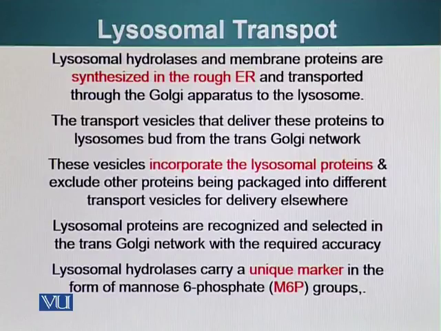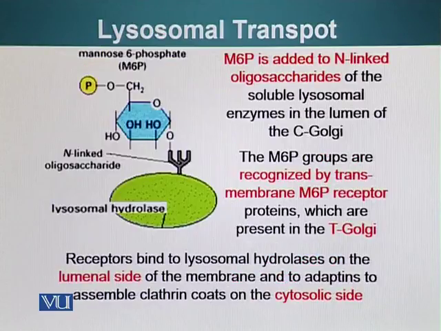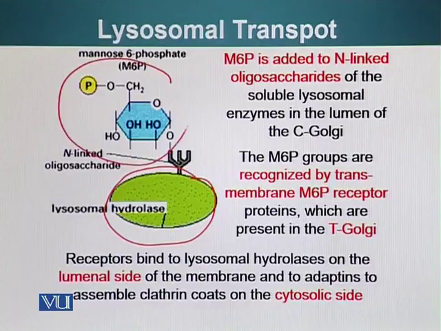Very accurate system. Lysosomal hydrolases carry a unique marker in the sequence of a specific sugar called mannose 6-phosphate or M6P groups. Here, for example, you can see a lysosomal hydrolase. It is a glycosylated protein. It has sugar molecules attached to it, and to this protein the M6P is attached, and this is basically the address for proteins that have to be taken to the lysosome.